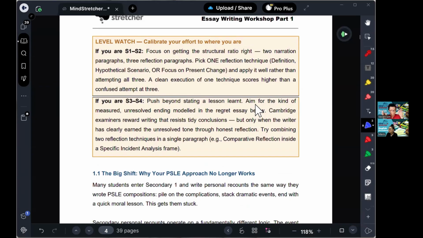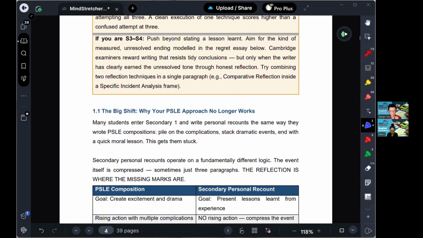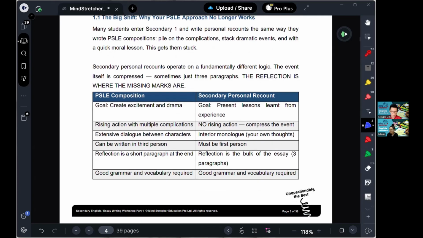Okay, so simple basics are the most advanced. For the Sec 3 to Sec 4 students, if you want to score the top band, you will need to have some subtlety and nuance in your writing. So make use of the notes in this way. One of the things that you mustn't do is have multiple complications.